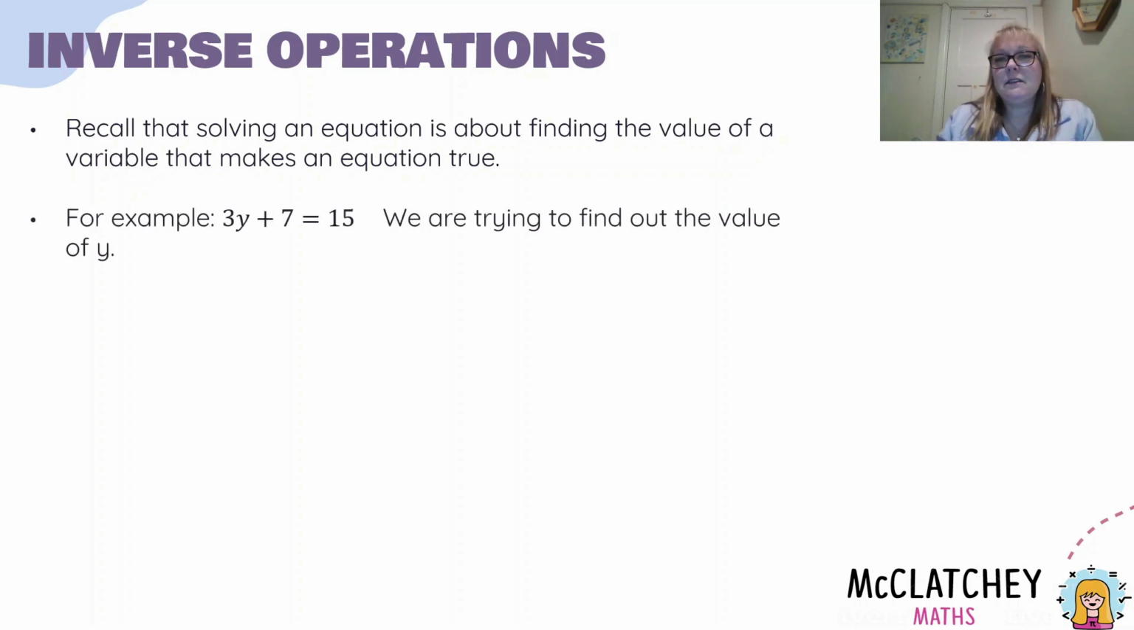So in this particular example, we're trying to find the letter y, what its value is. Now we could use something called guess and check. Guess and check means I say let y be equal to 0 and I substitute it into the equation and test it and see if it works. Well, if we did that, 3 times 0 is 0 plus 7 gives me 7, not 15. So that's not true. y cannot be 0.